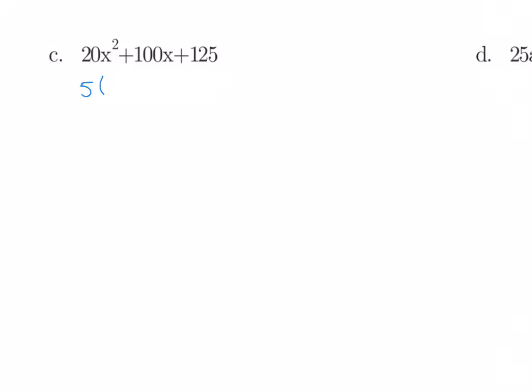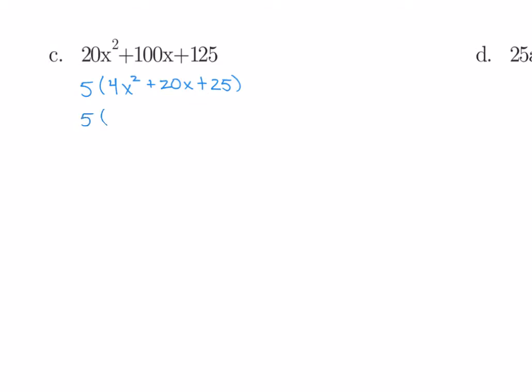So if we factor out a 5, 20 divided by 5 is 4. We keep our x squared. 100 divided by 5 is 20. We keep our x. And 125 divided by 5 is 25. Now if we look at our inside thing, notice that this first term is a perfect square. 25 is a perfect square. So this is now a perfect square trinomial.